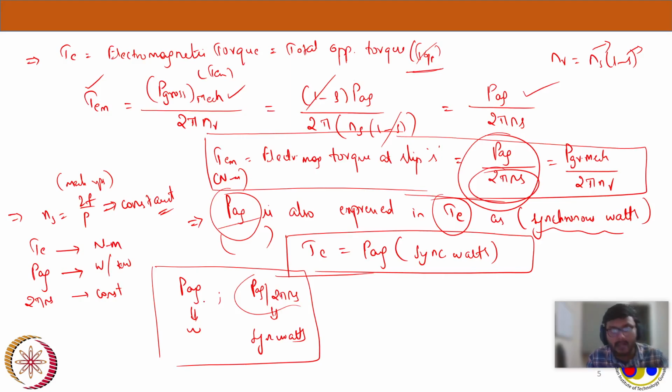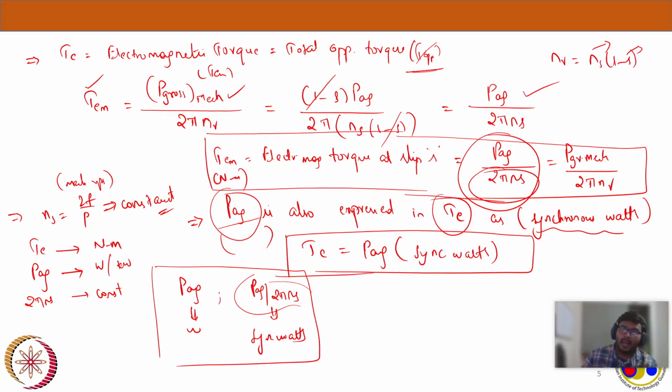If we take this entire ratio as a single term, then torque is nothing but power in synchronous watts. You don't find this kind of expression usually because it's a bit confusing. So what exactly is synchronous watts? But this is again a useful thing to understand, because sometimes in numericals they can directly give you the air gap power of the machine as 1000 synchronous watts. Then you should not get confused by it.